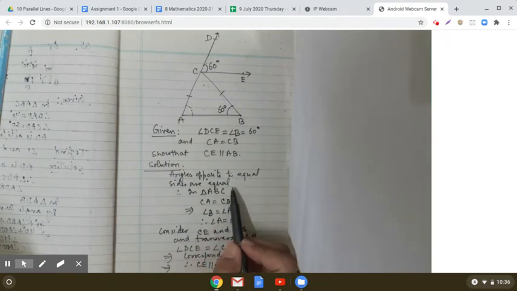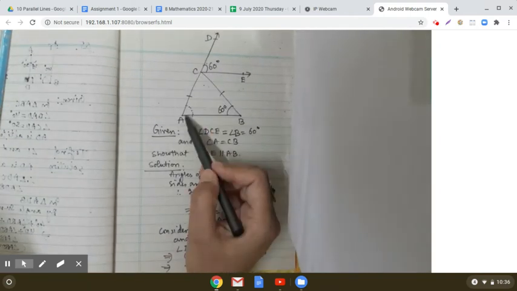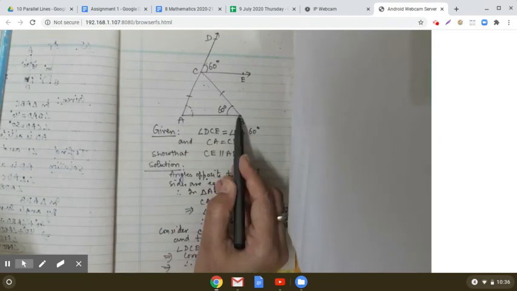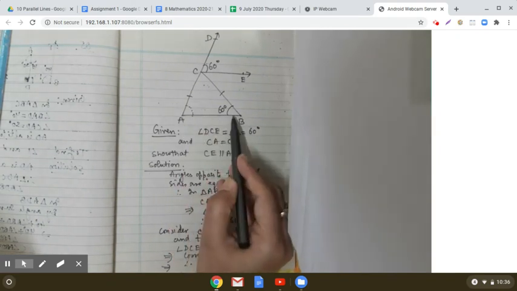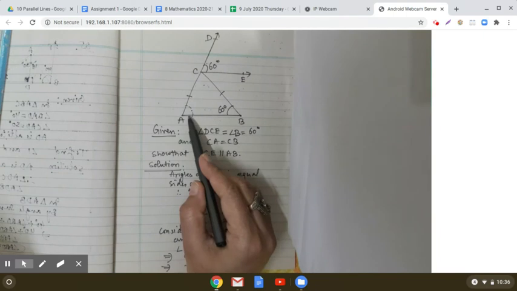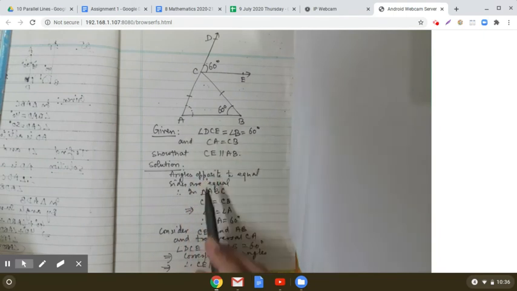Therefore, in triangle ABC, CA is equal to CB. This implies angle opposite to the side CA, that is angle B, will be equal to angle opposite to the side CB, that is angle A. So angle A and angle B will be equal, and angle A will come out to be 60 degrees.